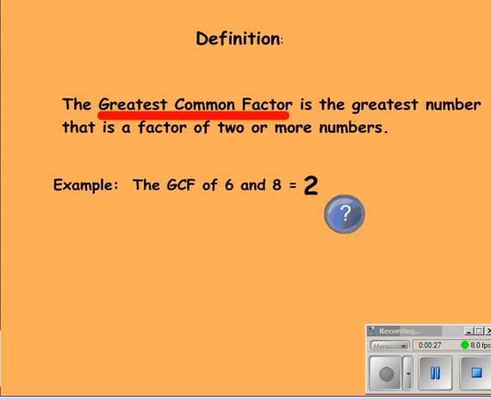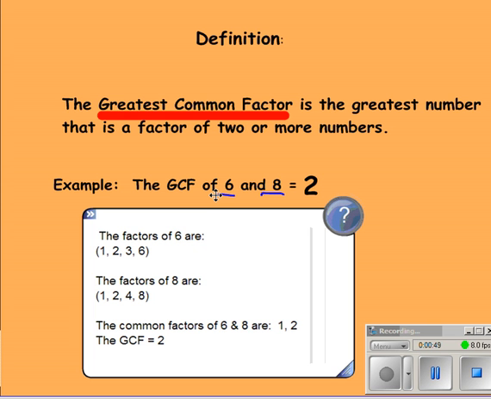All right, so the definition of greatest common factor is the greatest number that is a factor of 2 or more numbers. You're going to want to write that down. It is the greatest number that is a factor of 2 or more numbers. Okay, so for example, if we were trying to find the greatest common factor of 6 and 8, you need to find the factors of 6 and the factors of 8. So the factors of 6 are 1, 2, 3, and 6. The factors of 8, 1, 2, 4, and 8. The greatest common is 2.